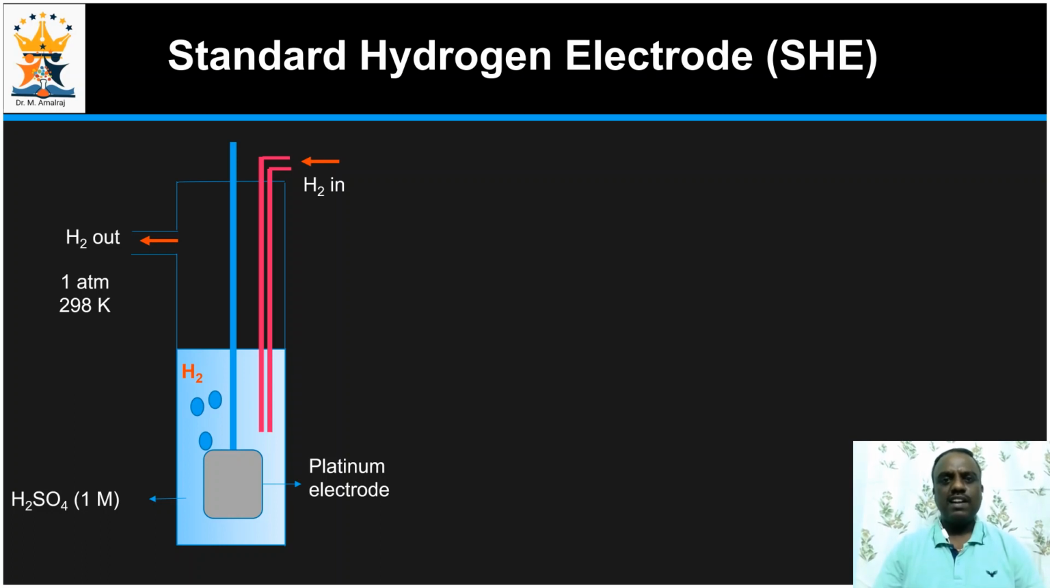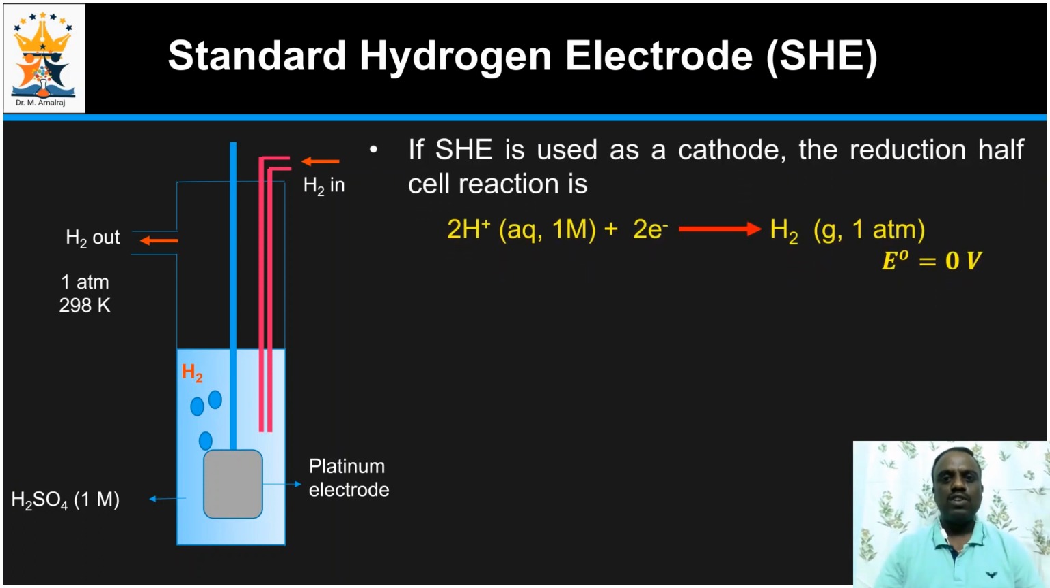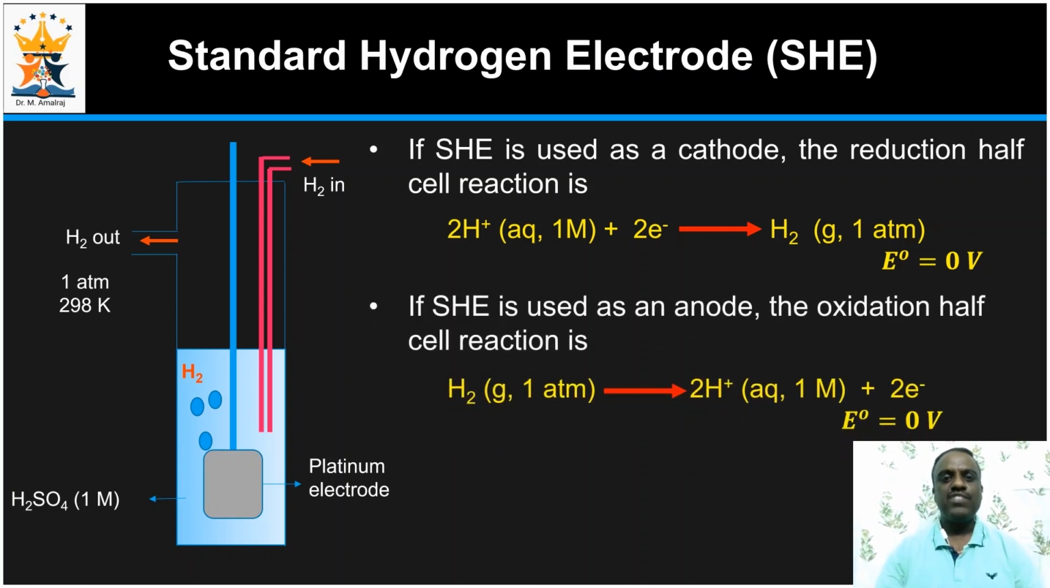And the advantage of standard hydrogen electrode is it can act as either anode or cathode depending upon the counter half cell. In case if standard hydrogen electrode is used as cathode, remember, in cathode reduction takes place. So reduction takes place, that is the H plus ion will get reduced to hydrogen and the potential is taken as 0. In case if standard hydrogen electrode is used as anode, the hydrogen will get oxidized to H plus ion.